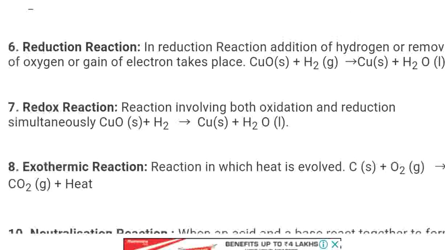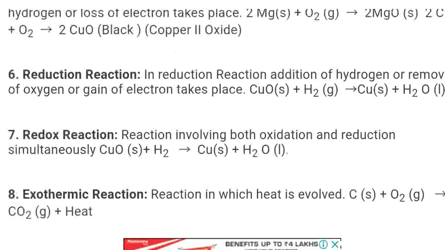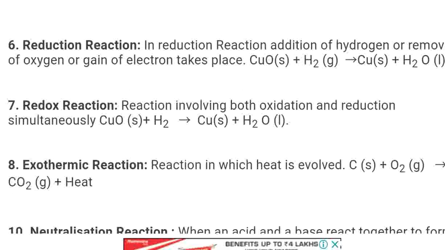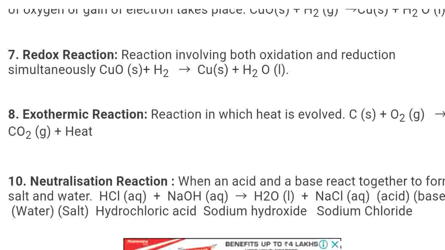Next one is reduction reaction. In reduction reaction, addition of hydrogen or removal of oxygen or gain of electron takes place. As we can say, copper oxide reacts with hydrogen and water is formed. So here oxygen is lost by copper, so reduction of copper takes place. So this is a reduction reaction.